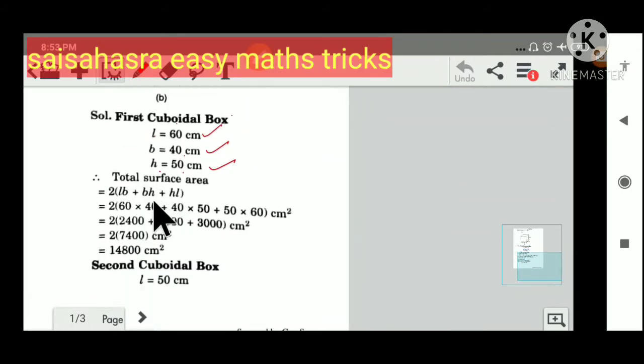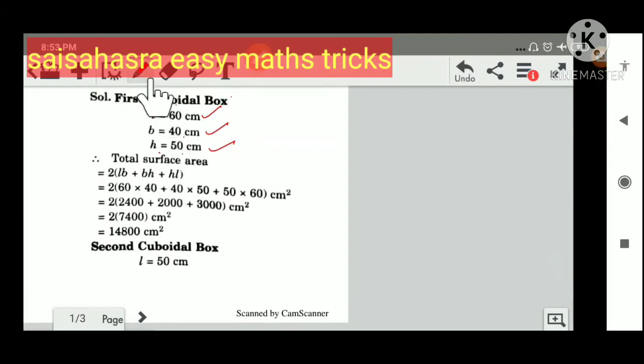After that, to find out the total surface area, since it is cuboid, the general formula is 2 times of L into B plus B into H plus H into L. Here L value 60, B value 40, and H value 50. Substitute all those here. L into B, so 60 into 40, plus B into H, 40 into 50, plus H into L, H is 50, L is 60, so 50 into 60.